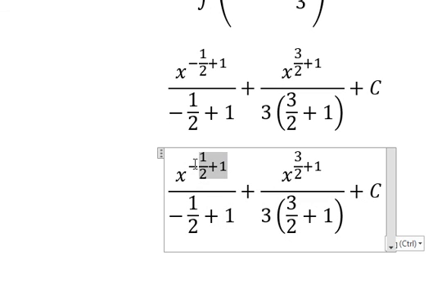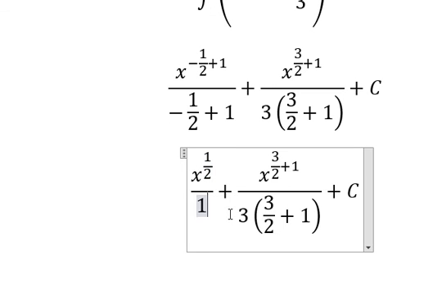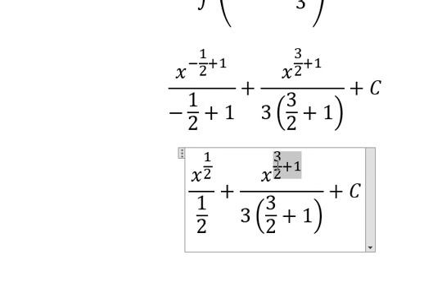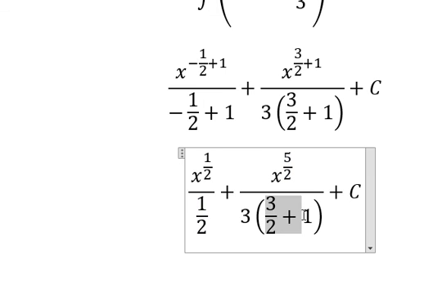This one we have 1 over 2. This one we have 1 over 2. This one we have 5 over 2. And 5 over 2.